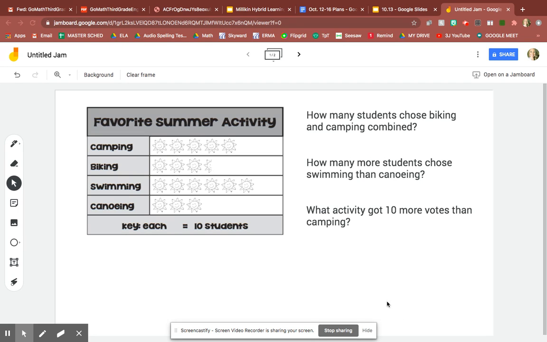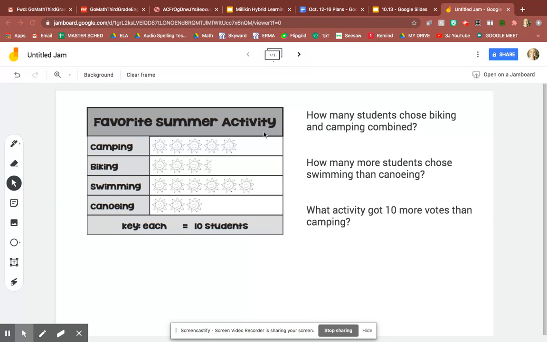And the reason I know it is a picture graph is because it has pictures that represent information. So each of these suns is a picture, and the title of this graph is Favorite Summer Activity. Now, before I go any further, I would like for you to go ahead and get a piece of notebook paper or maybe a whiteboard so you can do these problems with me. So please pause this video until you have those things.